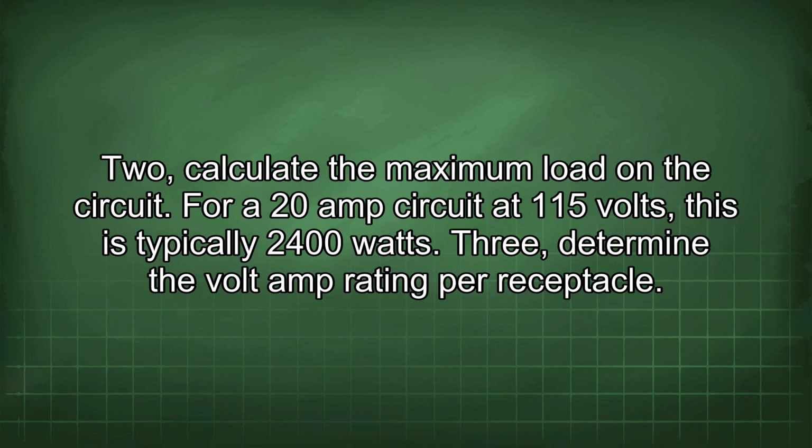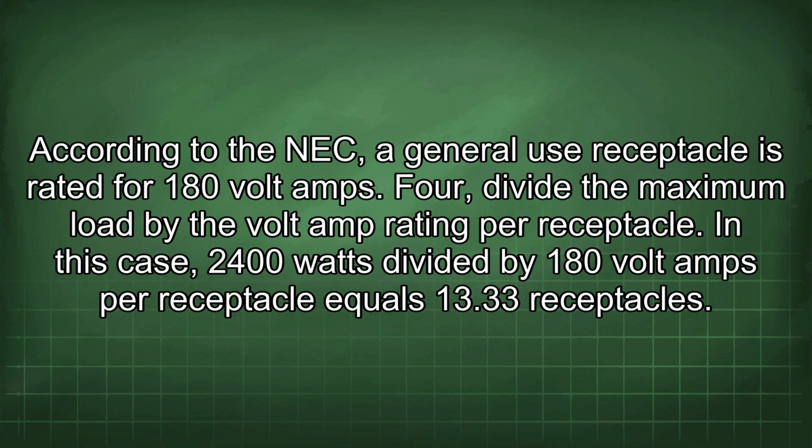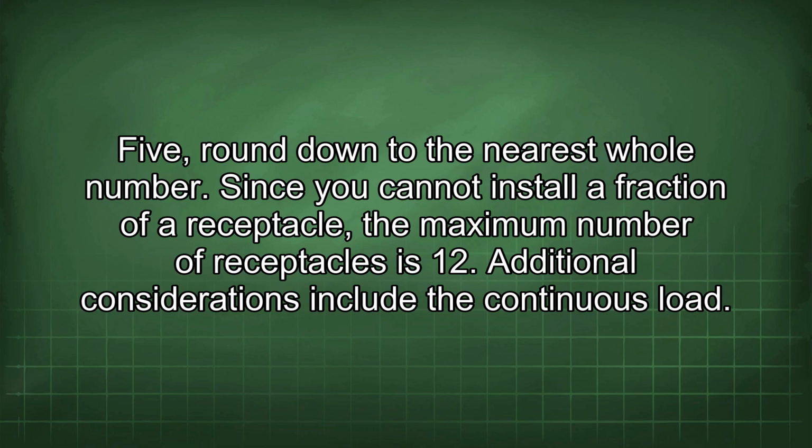3. Determine the volt-amp rating per receptacle. According to the NEC, a general use receptacle is rated for 180 volt-amps. 4. Divide the maximum load by the volt-amp rating per receptacle. In this case, 2400 watts divided by 180 volt-amps per receptacle equals 13.33 receptacles. 5. Round down to the nearest whole number. Since you cannot install a fraction of a receptacle, the maximum number of receptacles is 12.